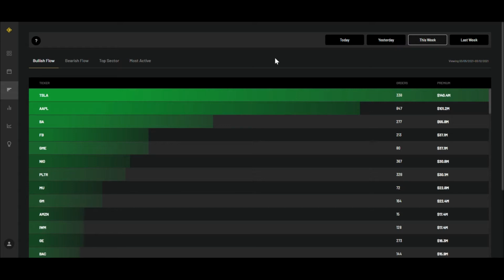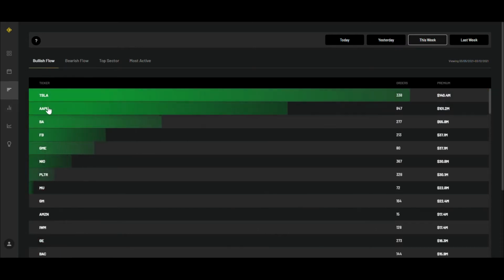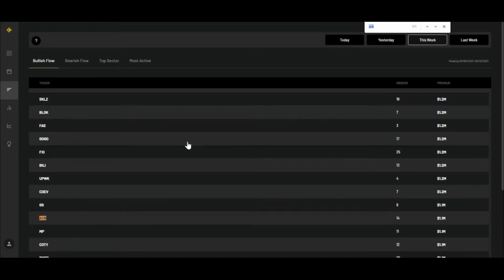So basically, what I'm looking at right here is the bullish and bearish flow. As you can see, up at the top is Tesla and Apple. And the bearish flow is also Tesla and Apple. They're kind of fighting in between, but there's more bullish flow for Tesla and Apple. But we're going to be looking at ACB. So for ACB in the bullish flow, we have around 1.1 million in premium bets being made.